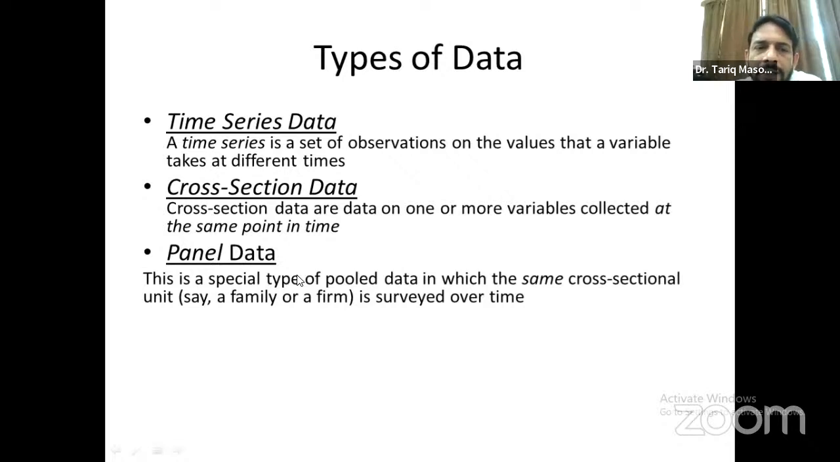Panel technique is an advanced technique, and I think I will not be covering the panel regression analysis, but there is a lot of work on panel analysis during the last 2-3 decades. This is advanced econometric methodology.